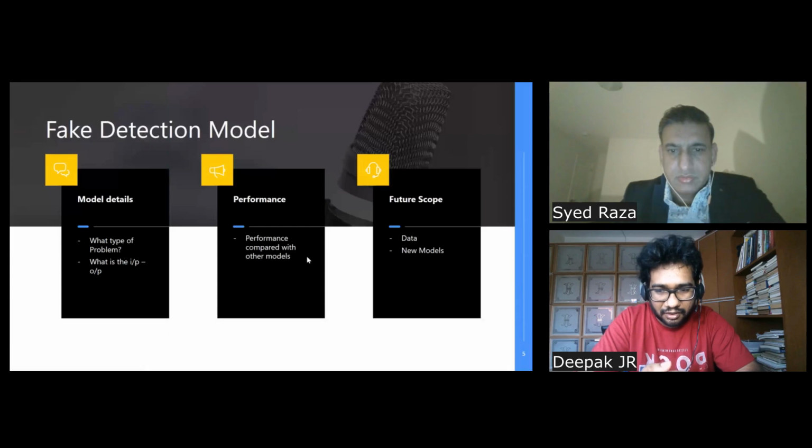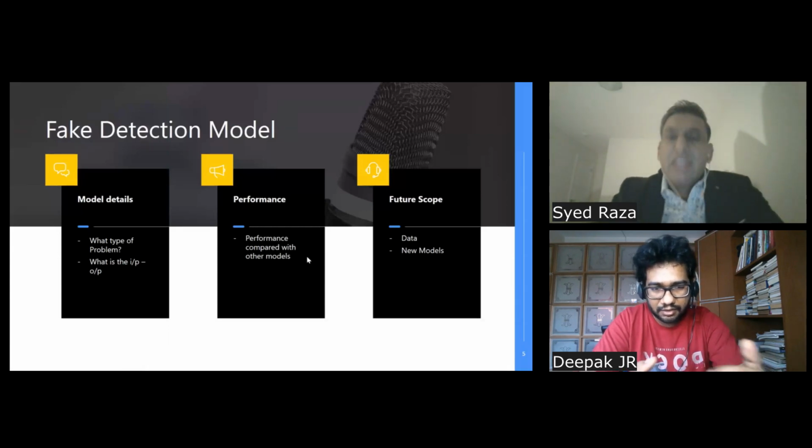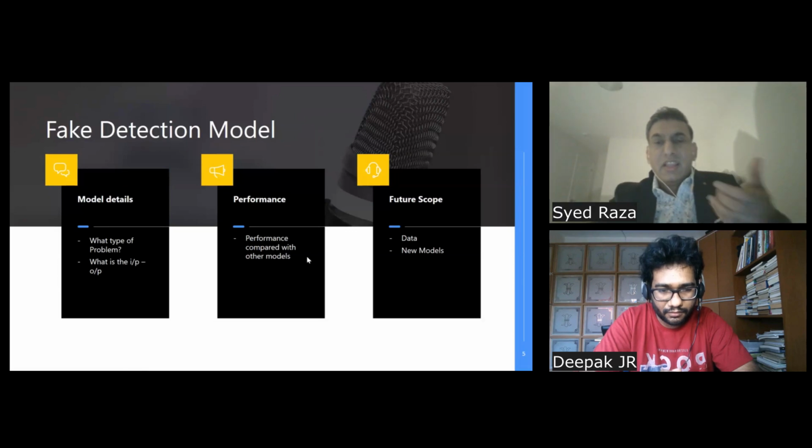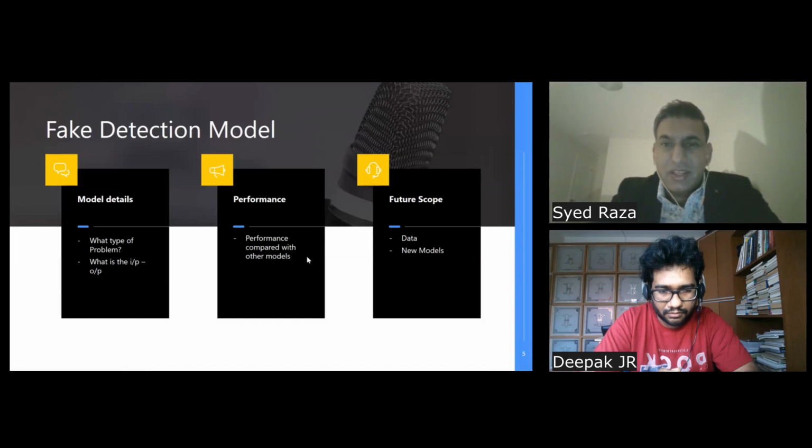On the output side, we will get whether it is real or fake. We need to check whether a review that is actually fake is predicted as fake, and whether a real one is predicted as real. So there is terminology like true positive, true negative, false positive and false negative. I did that kind of evaluation.